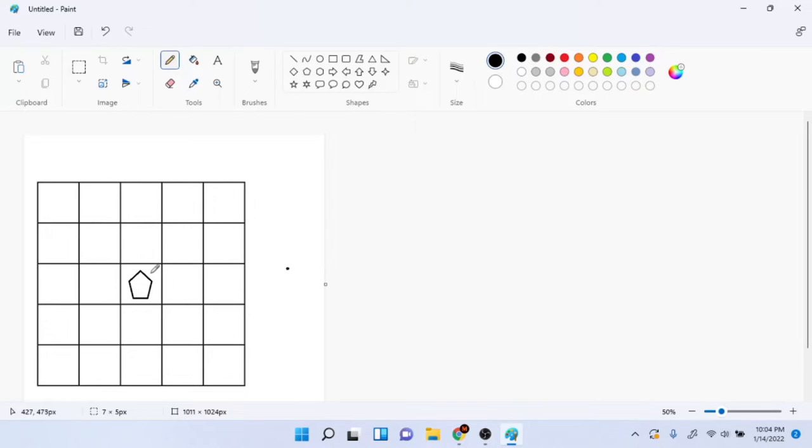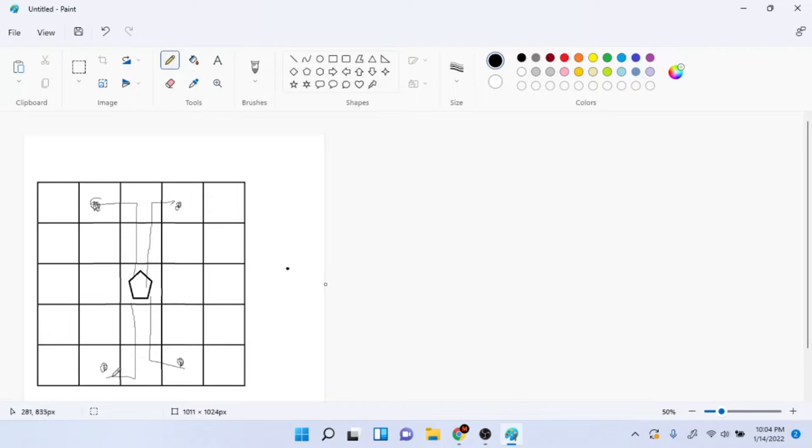So an L shape I could move is like here and then here. So then I can move to this spot, or I can move up two to the right one, so I can move to this spot. And I could do the same to the bottom, L shape only: down two to the right one, or down two to the left one.